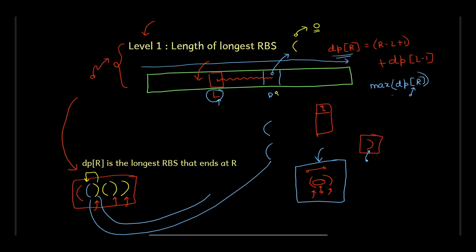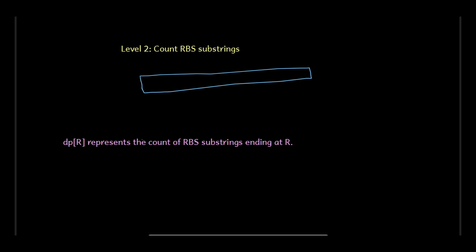Previously we had defined it like so. What is the longest RBS that ends at R, and this time we are saying that that same DP will represent what is the number of RBS that ends at that index R. How do we populate the DP values?